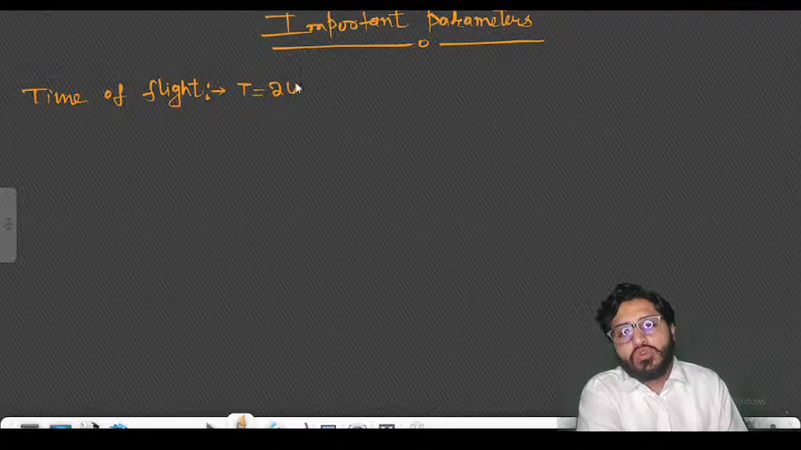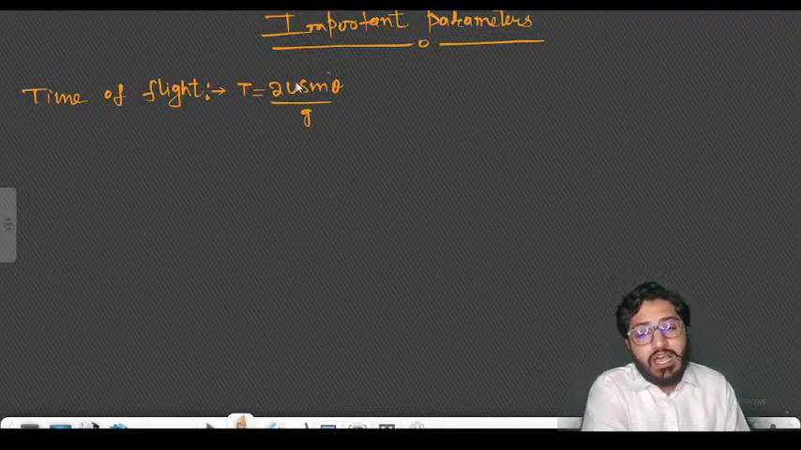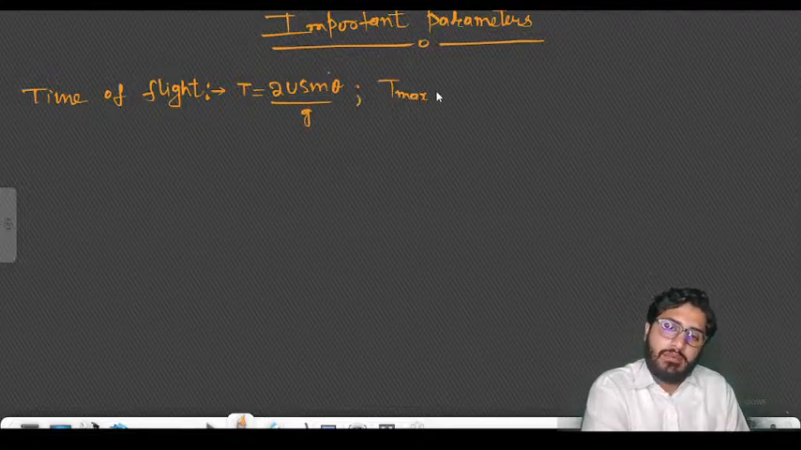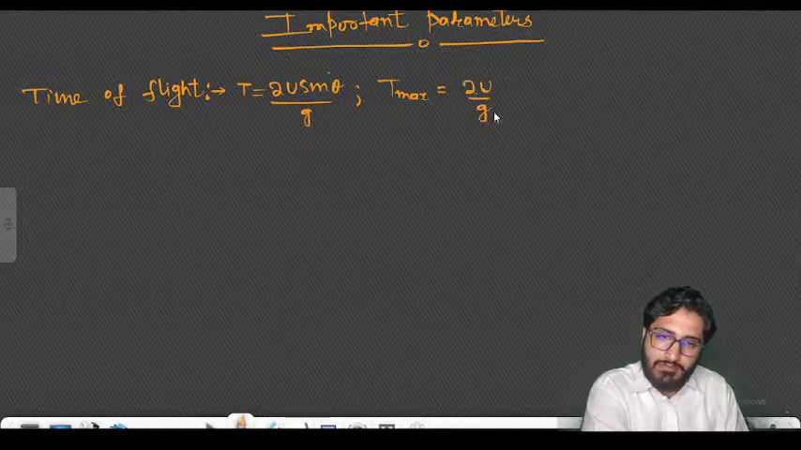So I can write 2u, u is u sine theta here, divided by g. Because sine theta is responsible for timing and cos theta is responsible for dragging. So if you need t max, if you need maximum time, sine theta is 1. So my answer is 2u by g only.